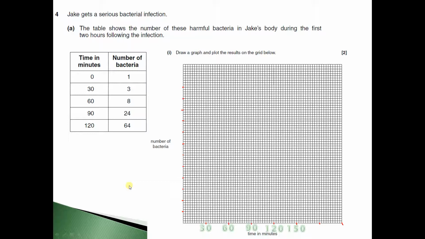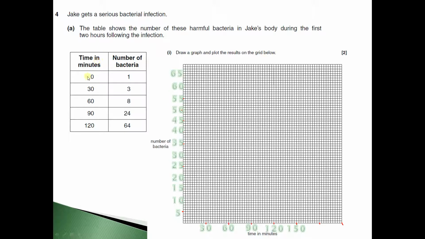Along the other side, again we'll use the same logic. 64 is my maximum, so I need to go up at least to 64, probably go up to 65. So if I count up, I could put 5, 10, 15, etc. equally spaced again, up to 65. I've done the drawing the graph part. The next thing I need to do is plot my results.